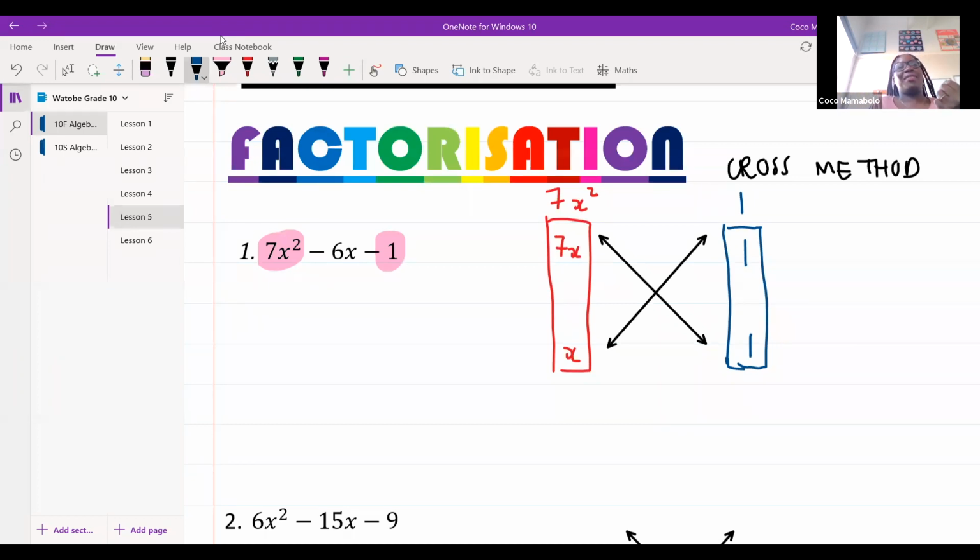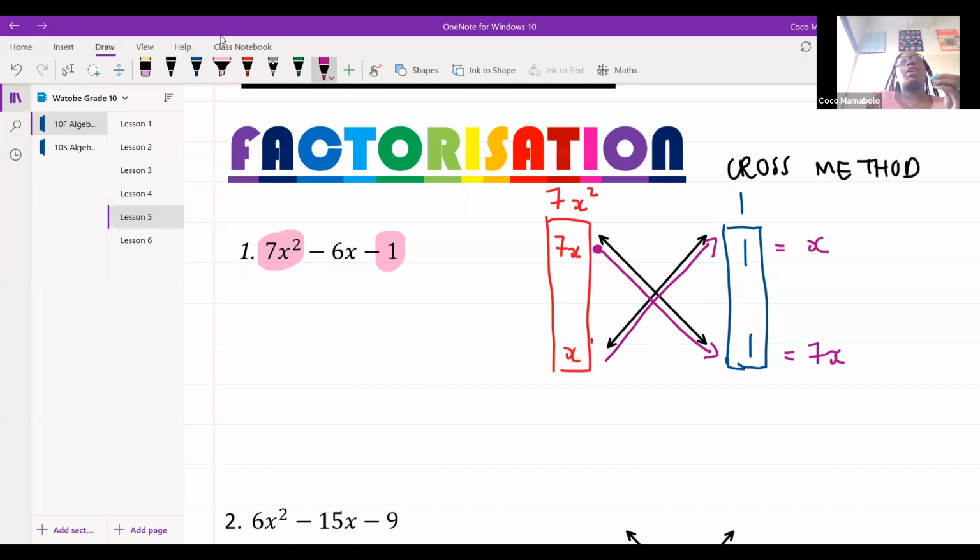Now, here's the tricky thing. Because we are doing the cross method, we actually have to cross these. So I'm going to take my 7x over here, and I'm going to cross it with this number here at the bottom, and I'm going to multiply them. So 7x times 1 is going to give me 7x. And then I'm going to take this x over here, and I'm going to cross it with that number over there. So x times 1 is going to give me x.